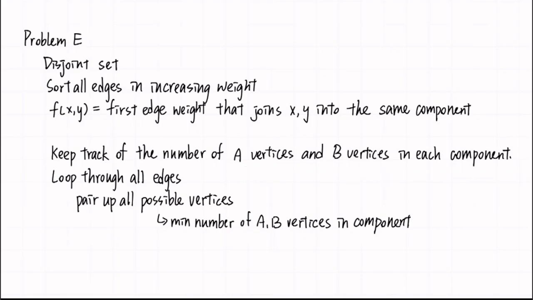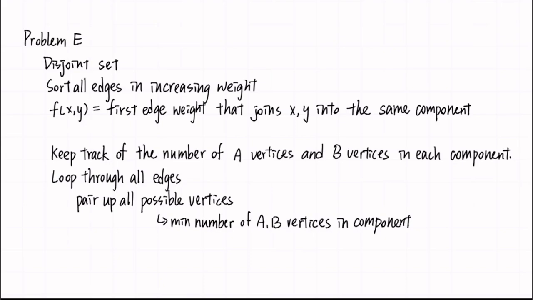And we still loop through all the edges in increasing order of weight. And for each group, when we unite the vertices connected by the edge together, we can add the minimum number of A vertices and B vertices in the component into our answer.